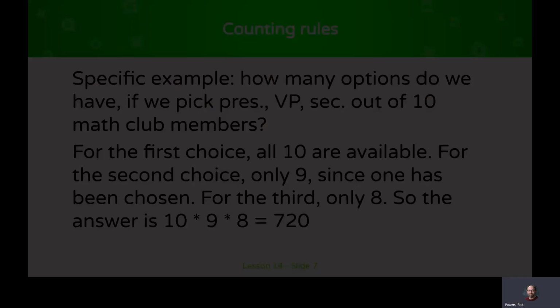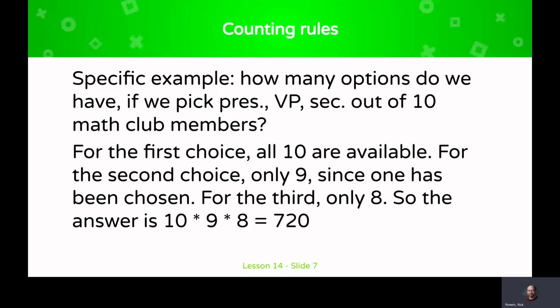Specific example. How many options do we have if we pick president, vice president, secretary out of 10 math club members? For the first choice, all 10 are available. For the second choice, only 9, since one has been chosen. For the third, only 8. So the answer is 10 times 9 times 8, which is 720.